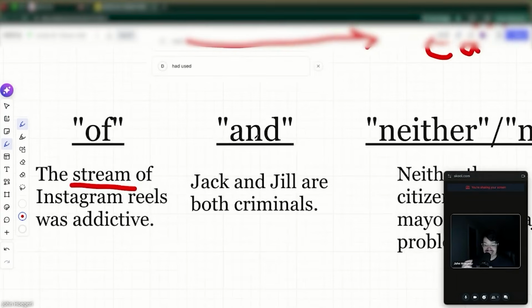If you have the word "and" in the noun, though, it just automatically becomes plural. Just don't need to worry about anything else, automatically plural. "Jack and Jill are," this would be a plural verb, both criminals.